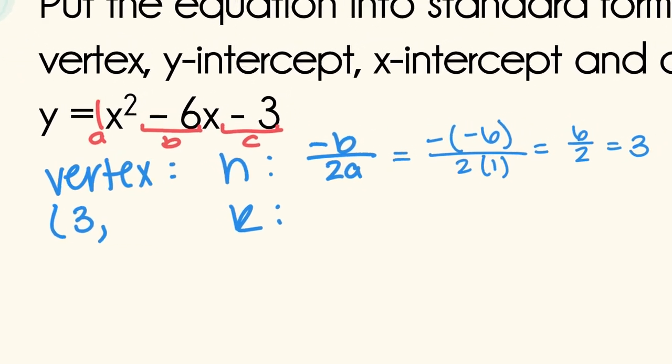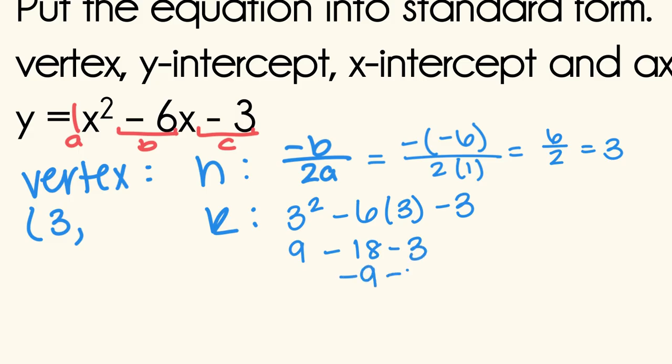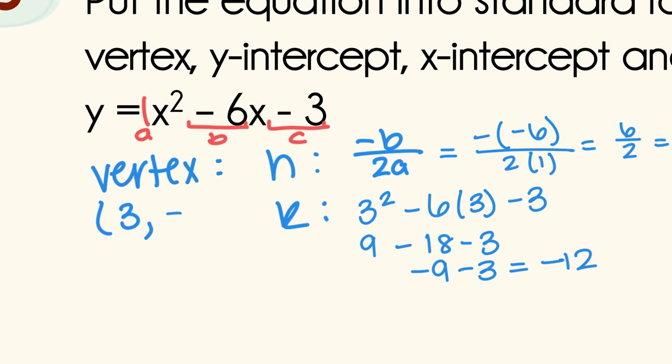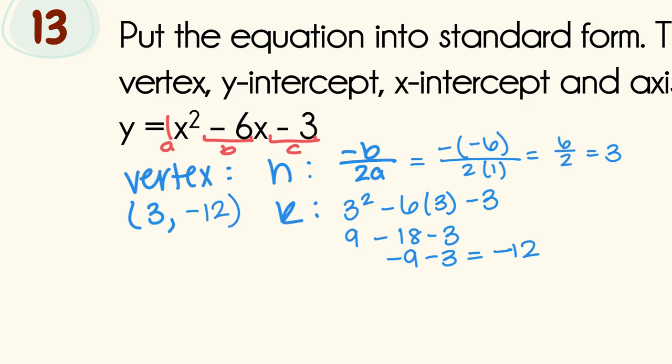And plugging 3 in for x: 3 squared minus 6 times 3 minus 3. 3 squared is going to give me 9 minus 18 minus 3. I'm going to get negative 9 minus 3, which is going to give me a negative 12. Okay, so I found my vertex. That was super easy. Nothing too hard, nothing you guys cannot do. You can all do this.